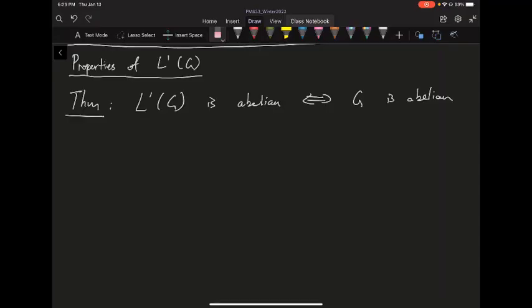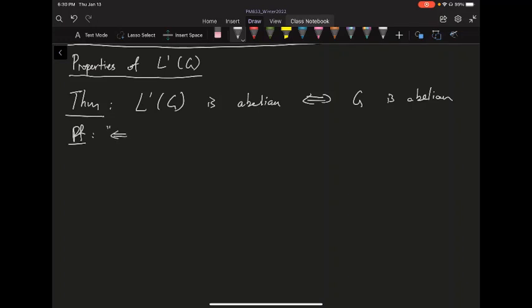In the last video, we introduced the involution on the L1 of G. So now the L1 of G has a Banach star algebra structure. In this video, I'm going to talk a little more about the properties of the L1 of G as a Banach algebra. The first thing I want to talk about is that the L1 of G is abelian if and only if G itself is abelian. Let's take a look at the proof.